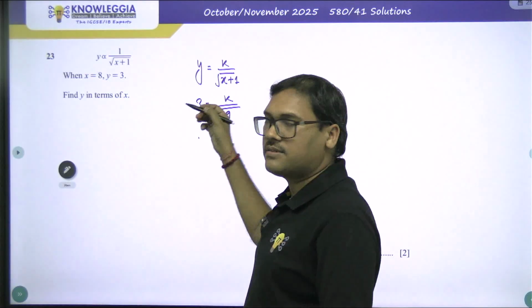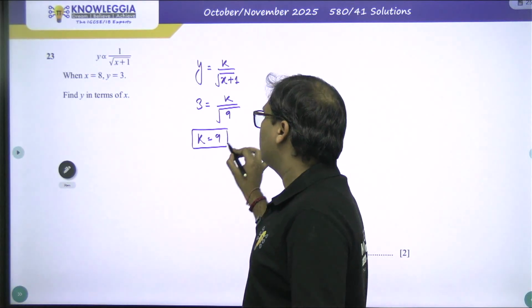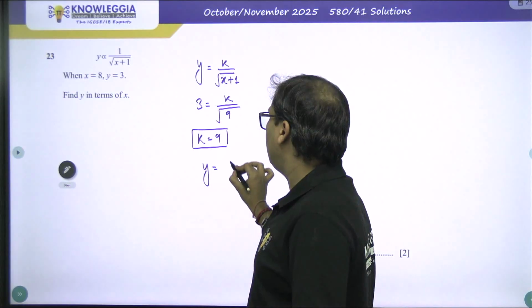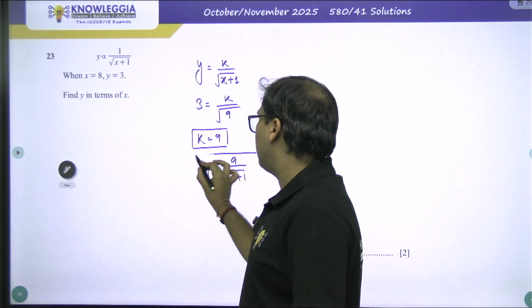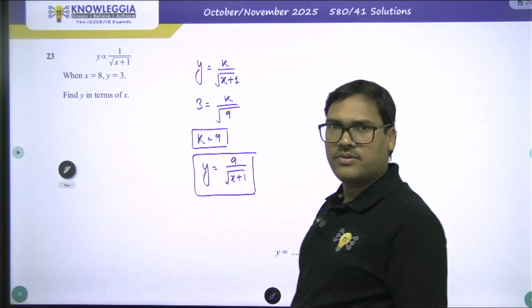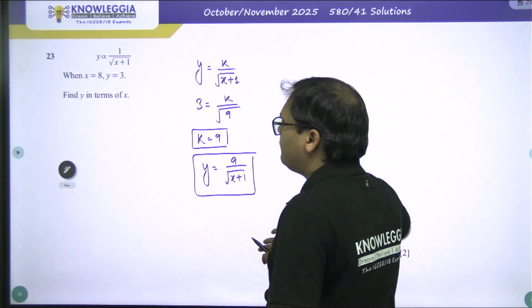So we can clearly see root 9 is 3. Multiply 3 here, that is 9. So what is the value of k? K is equal to 9. So what is y? Y is equal to 9 by root of x plus 1. Right? This is how you can express. So this is 9 by root of x plus 1.